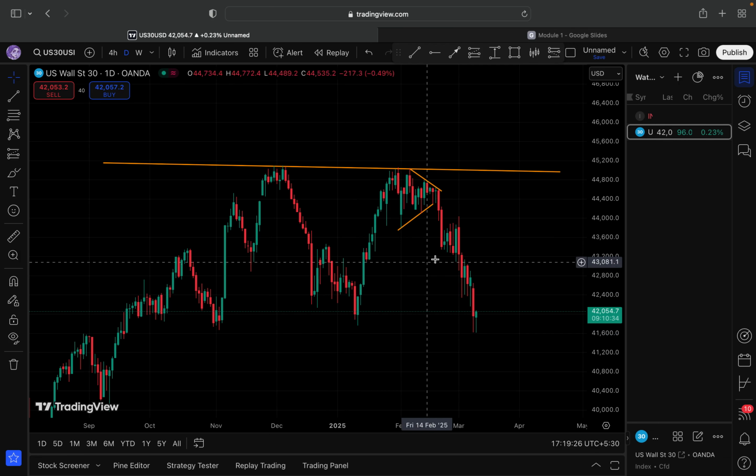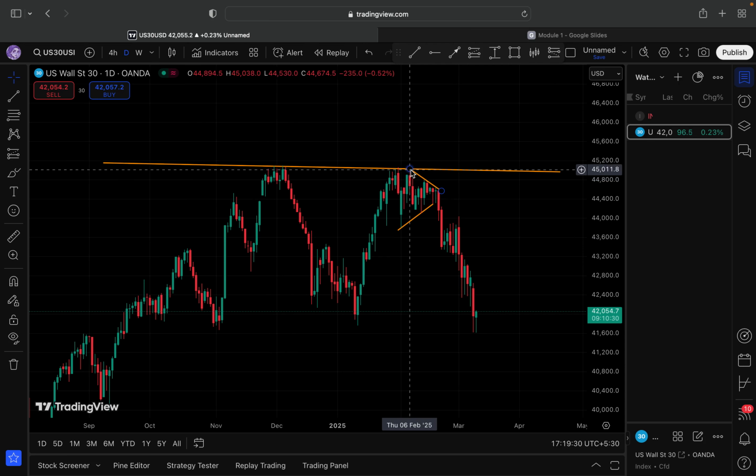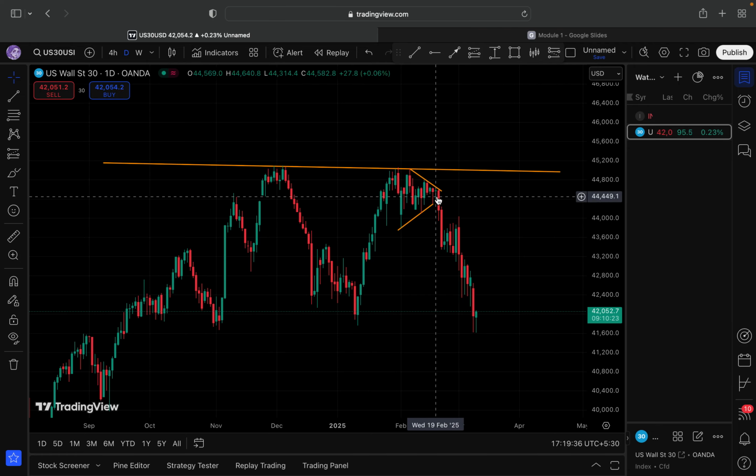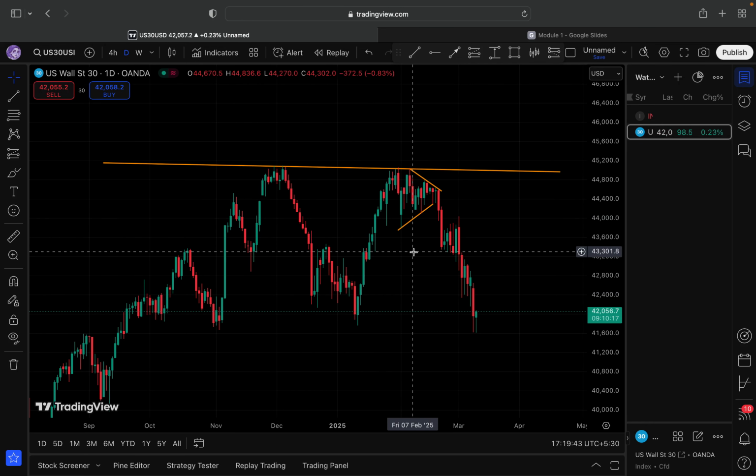giving you an assurance that it is about to give an impulsive move, and price did that. So let's say you saw the double top in correlation with the psychological level, and then you saw this symmetrical triangle. That is 3 confirmations of this trade.